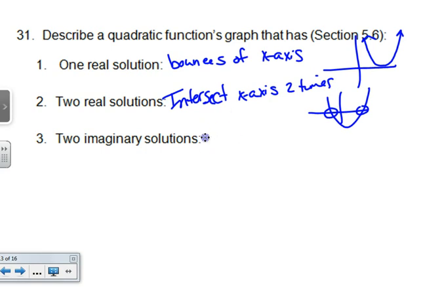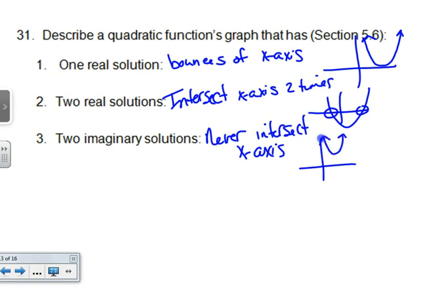And if it has two imaginary solutions, it will never intersect the x-axis. So it could look like this, where it just is way up here and will keep going up and never come back down to the x-axis. Or it could be an upside down parabola that happens to be in the lower half of the four quadrants, excuse me.